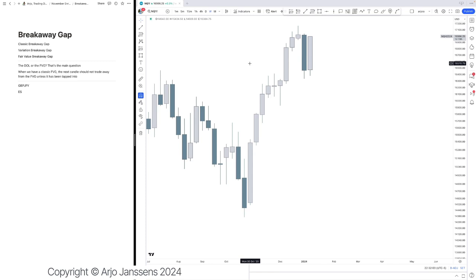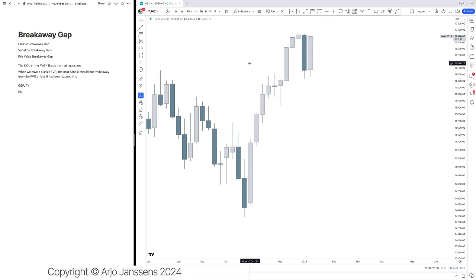The way I see that is you are always measuring if we are first going to reach for the draw on liquidity, or we are first going to trade back into the fair value gap before we then go to the draw on liquidity. That concludes the idea of a breakaway gap.